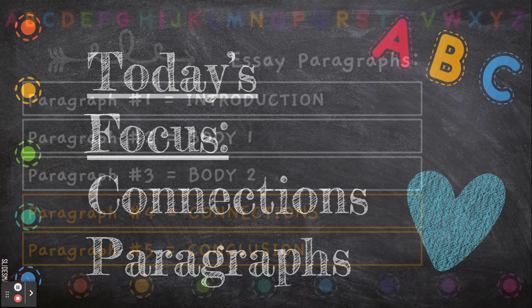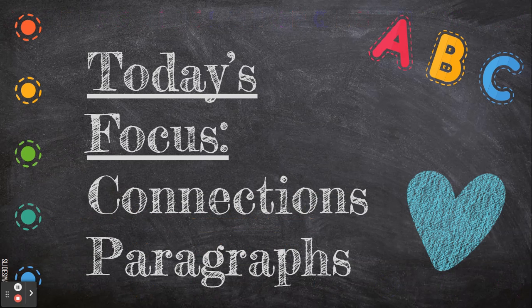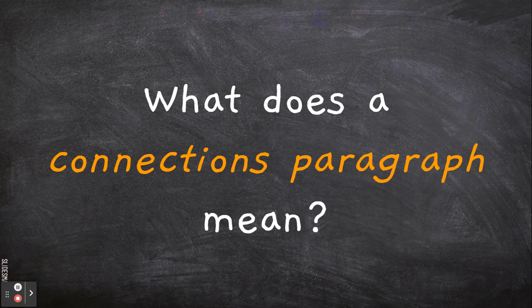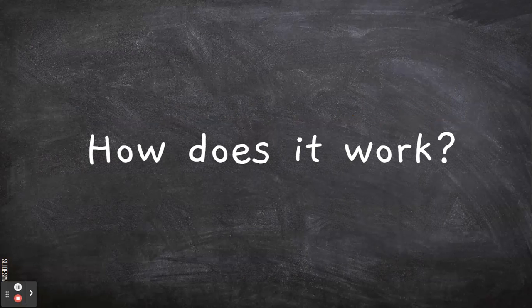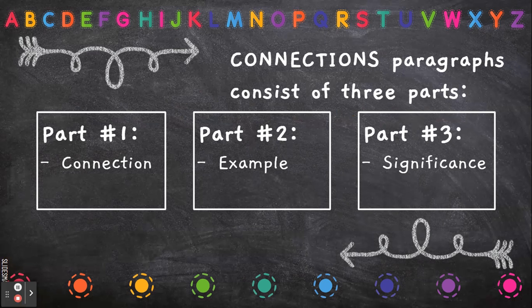paragraph. So let's look first at the connections paragraph. That's paragraph number 4, and what exactly is that? A connections paragraph relates the ideas in your thesis to yourself and or to the real world. How's it work? The connections paragraph has 3 parts. Part 1 is the connection, part 2 is an example of the connection, and part 3 is the significance. It's actually pretty similar to how you think of claim evidence reasoning.